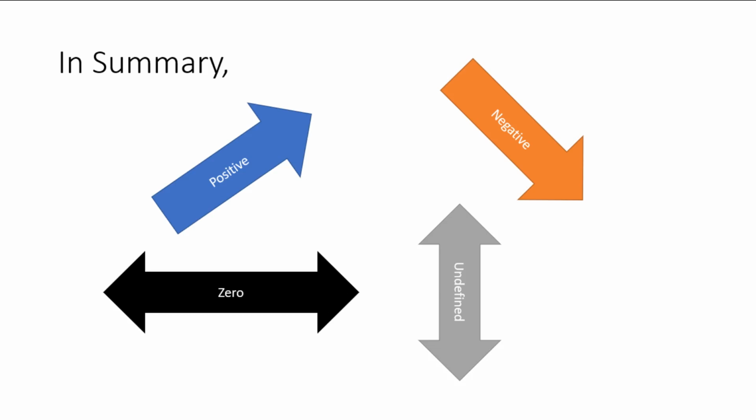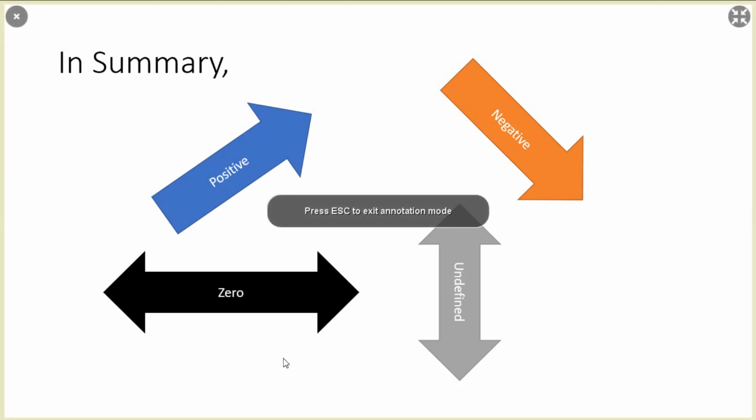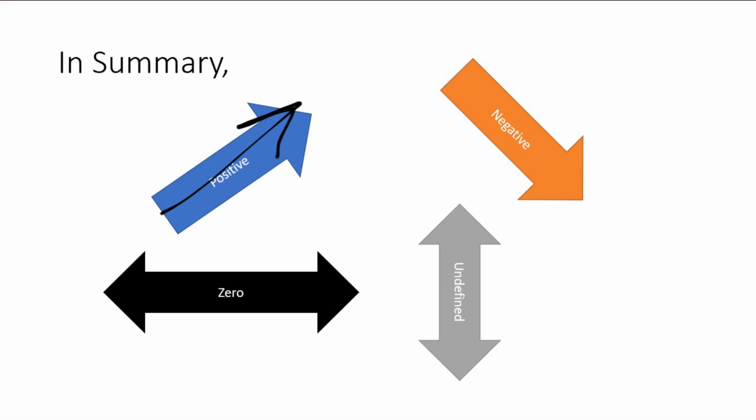Okay, so in summary, positive slopes go this direction, right? They start down here and they go up some way as they go from the left to the right. Negative slopes go down as we go from the left to the right. 0 slopes are horizontal and undefined slopes are vertical.